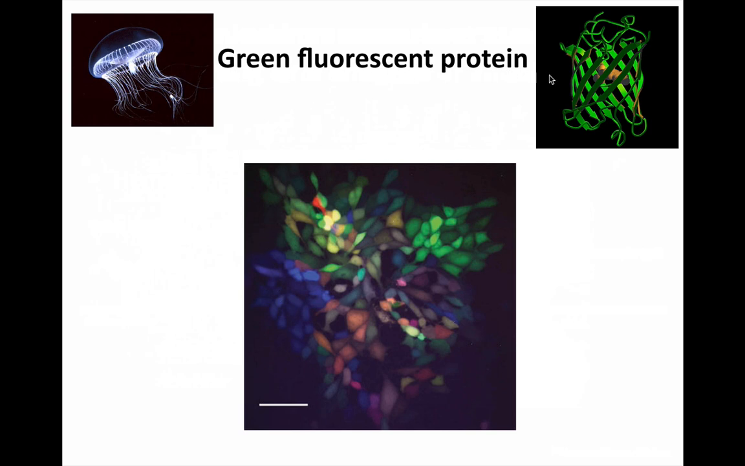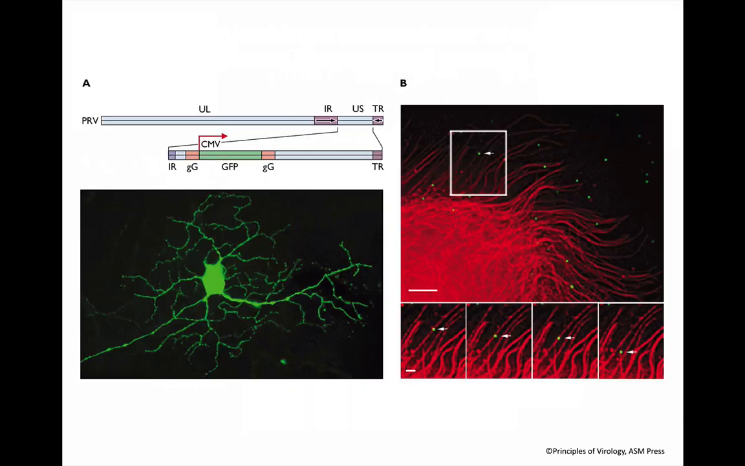Since the discovery of green fluorescent protein, it's been modified in many ways to make different colors. And here you can see this is actually a small part of a cell culture dish, which has been infected with a number of different herpes viruses that have different colored fluorescent proteins in them, including green and yellow and blue and red and so forth. And so you can trace virus infections by inserting these various fluorescent proteins. And on the left is an example of a neuron infected with a herpes virus that produces a green fluorescent protein. And you can see it beautifully labels the axons and dendrites as well as the neuronal cell body.